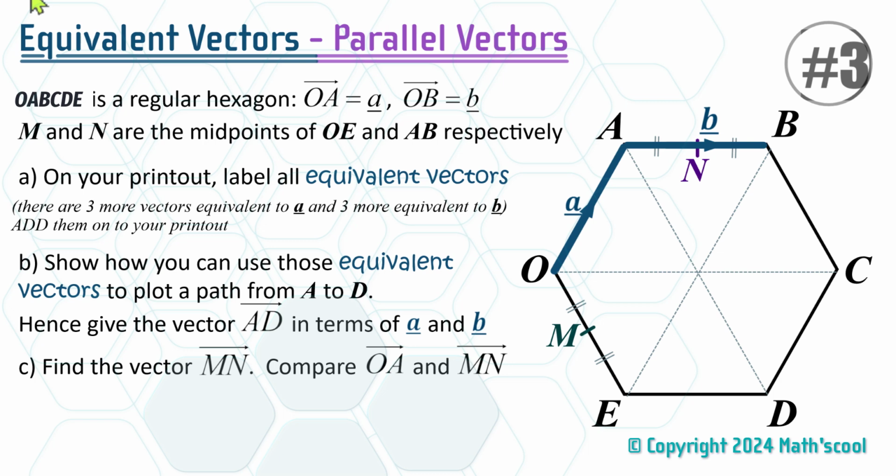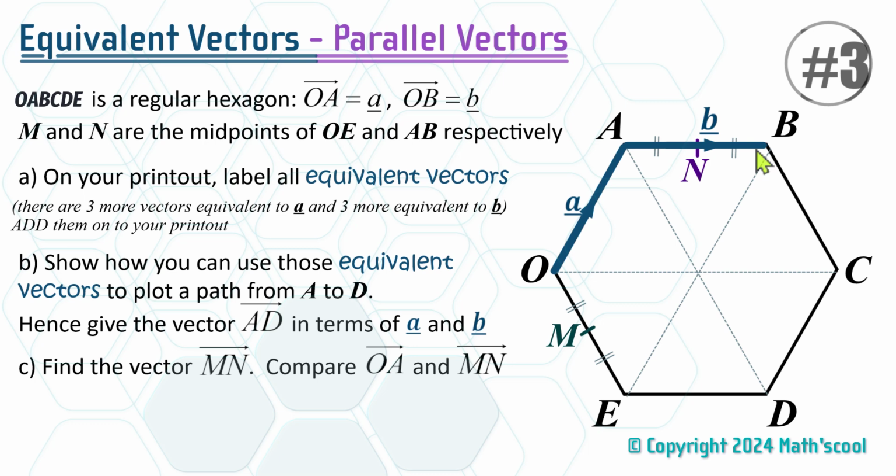Okay, this is your question 3, and it's to do with equivalent vectors and parallel vectors. So it says OABC is a regular hexagon, so they're telling you this is a regular hexagon. And you can see that O to A is A, they've already labelled it on there, and O to B is B. M and N are the midpoints of OE, so this is the midpoint, and you can see they've done those little dashes that you draw to say that that length there is equal to that length there, and again here that length there is equal to that length there. So they're telling you that M and N are midpoints.